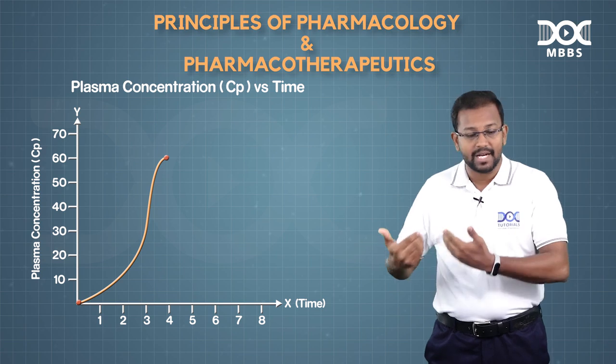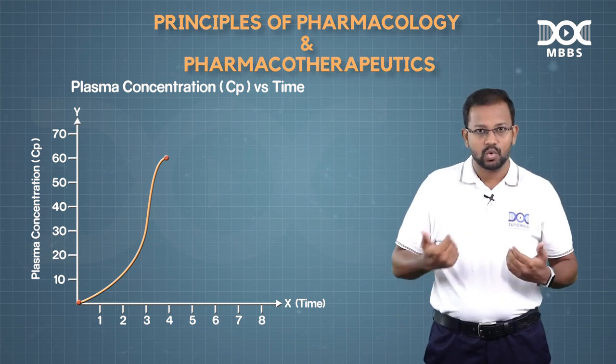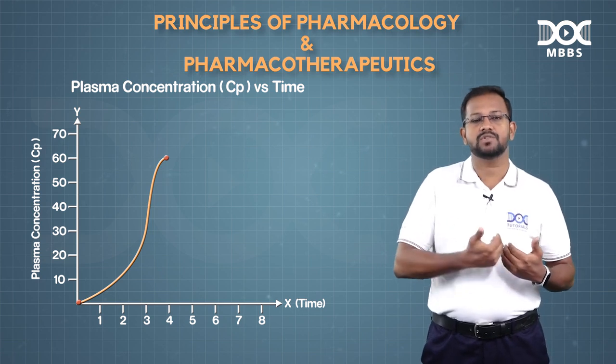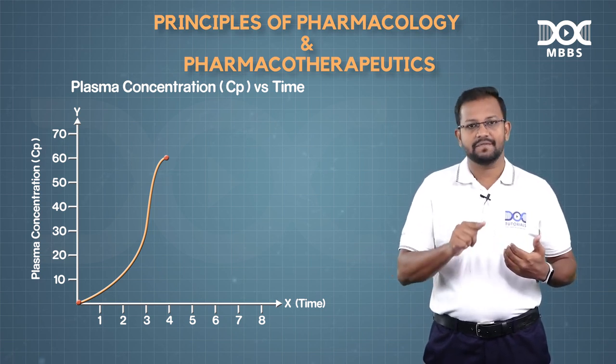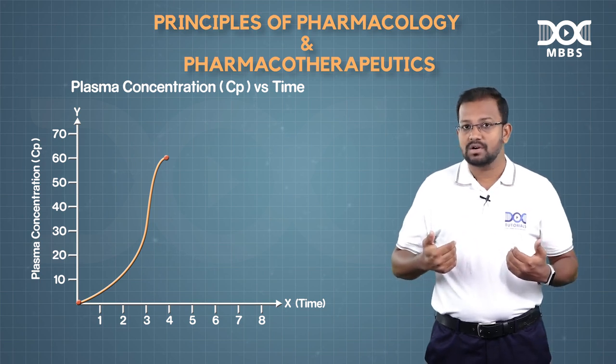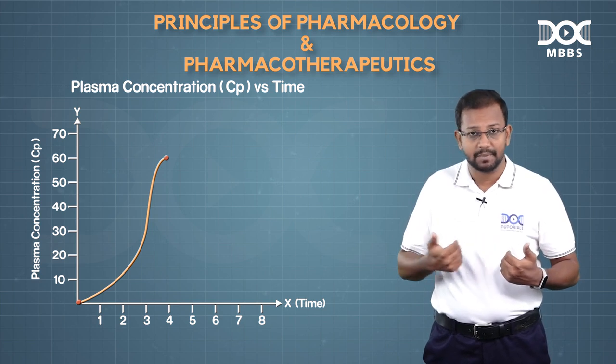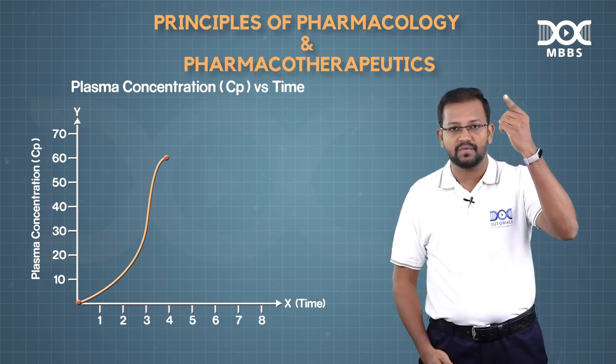Not exactly 100 milligram moves into the body as such, right? Immediately it is not going to move. Slowly 1, 2, 3, 4 milligram, it slowly moves into the blood. So the graph is going to be constantly rising up. At one point of time, the concentration is not going to move, right? That's the maximum concentration which can move from the intestines into the blood, and that's why we have a peak concentration here.